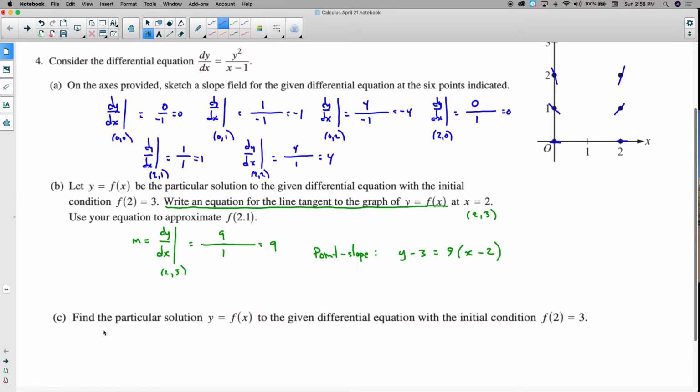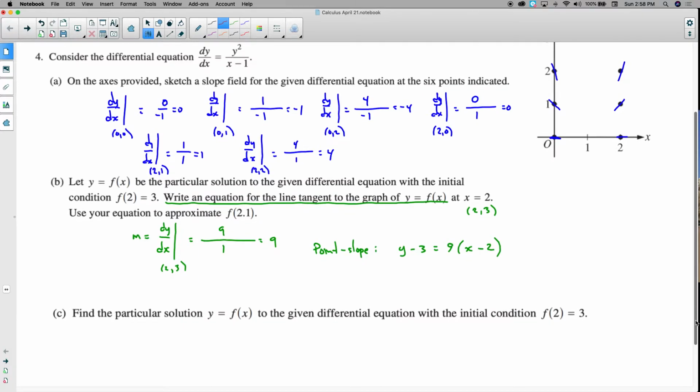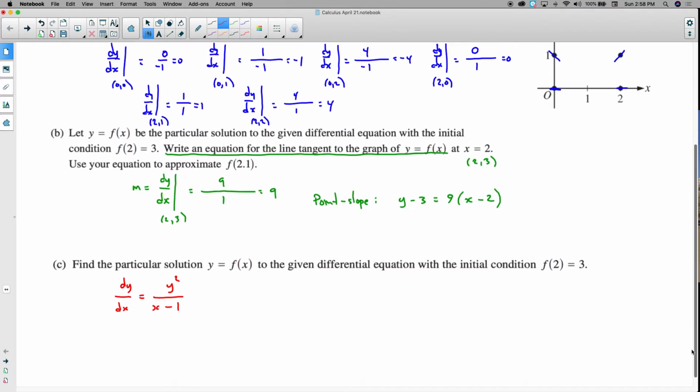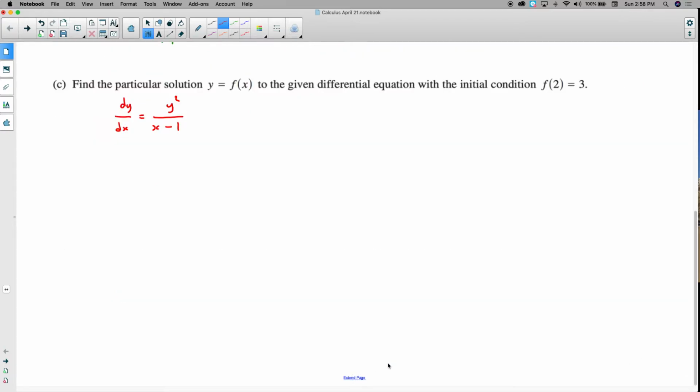All right, so now moving on to part C here. Find the particular solution y equals f at x to the given differential equation when the initial condition is the same one as before, f at 2 equals 3. So now they actually want us to go find f at x. Okay, so we do this as we have done. This is the process known as separation of variables. So let's get the original differential equation up on this part of the screen, because I know I'm going to require some room here, and do the separation of variables.